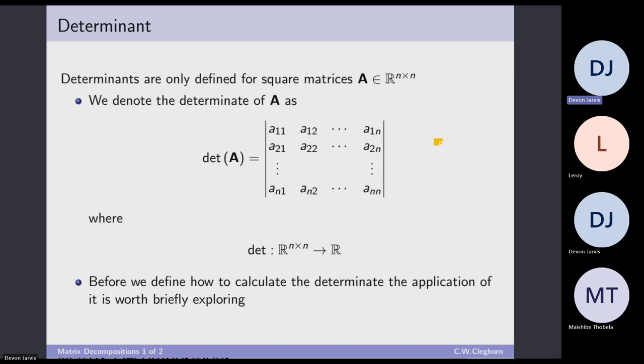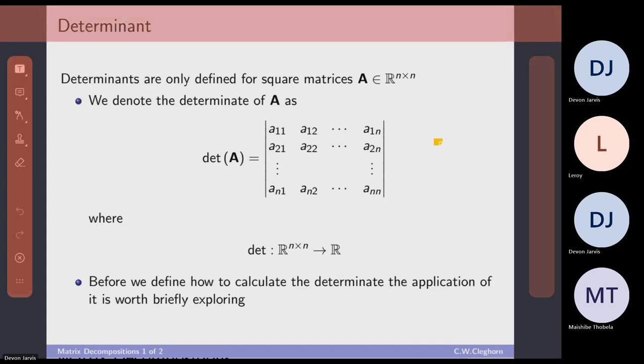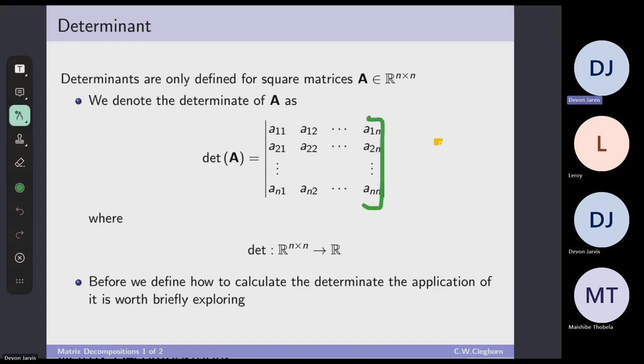And if you have square brackets like something like that, then it's just a normal matrix. Quite obvious, but anyway, just keep an eye out for that. And so the determinant is taking in a matrix that is n by n, so again, it has to be square, and mapping it onto a singular value.